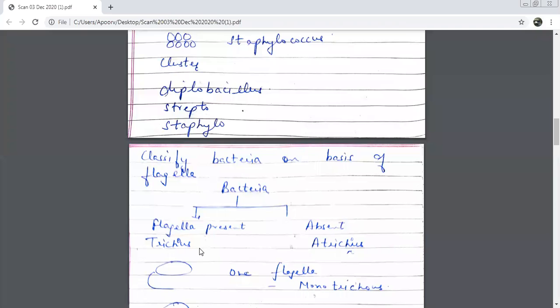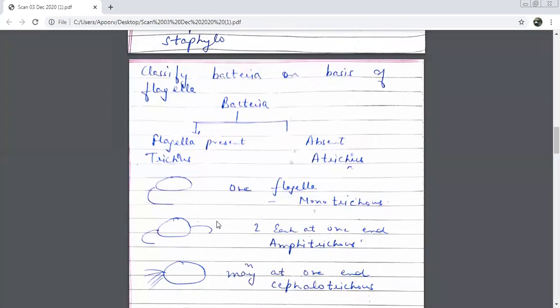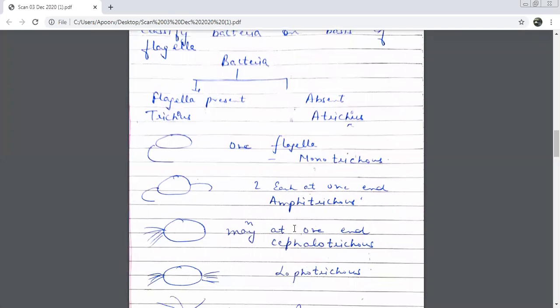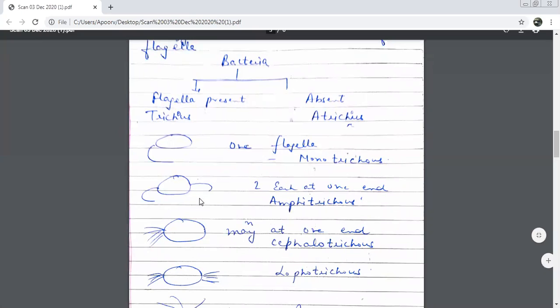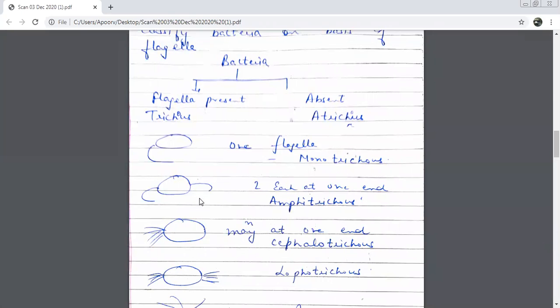I've tried to draw. देखो बेटा, trichous ones are again categorized into different shapes. अगर एक ही flagella है, one flagella, we call it monotrichous. If we have two flagella, one at each end, एक इधर है, एक इधर है, then this is called amphitrichous. We have many flagella at one end only.